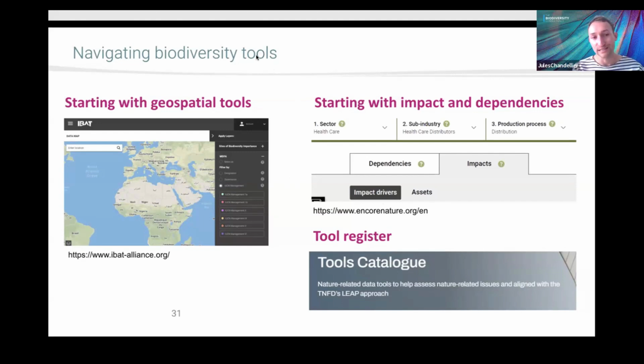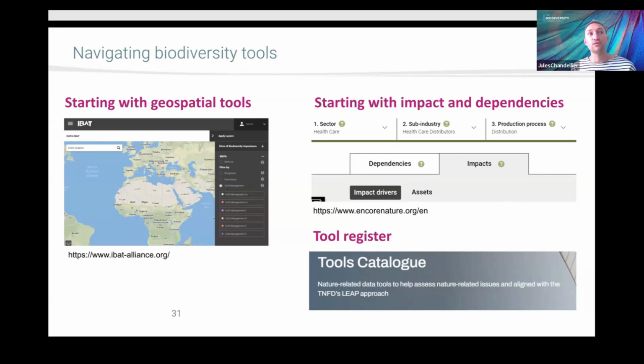So that's pretty easy to have a look at. Then for impact and dependencies, there's this very pragmatic tool, which is called ENCORE, which has been developed by the UN Environmental Program. And on their website, you can just input your sector, your sub-industry, where you are in the production process, and then have a look at dependencies and impact to start understanding what are your main sources of impact and what are your main sources of dependencies.